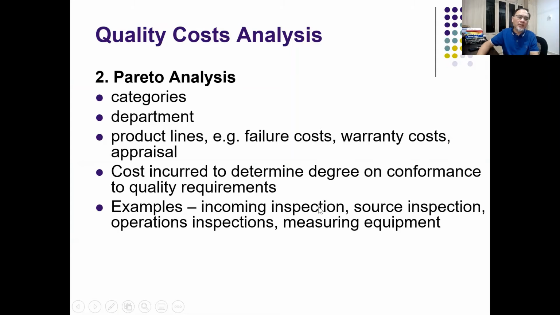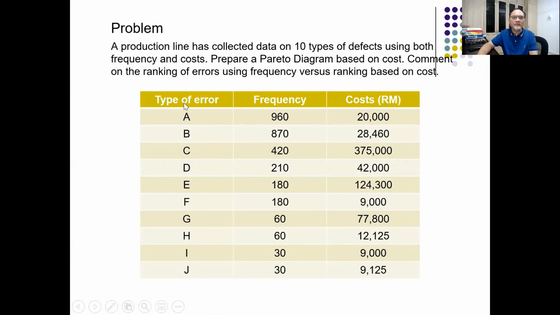Or even you can look at incoming inspection data or cost data and convert that into cost or other things. Okay, so for example, if you have collected this data, 10 types of defects using both frequency and cost, you can construct a Pareto diagram. So I ask the attendees to construct a Pareto diagram and see. Obviously, you can see highest to lowest, but you need the analysis.